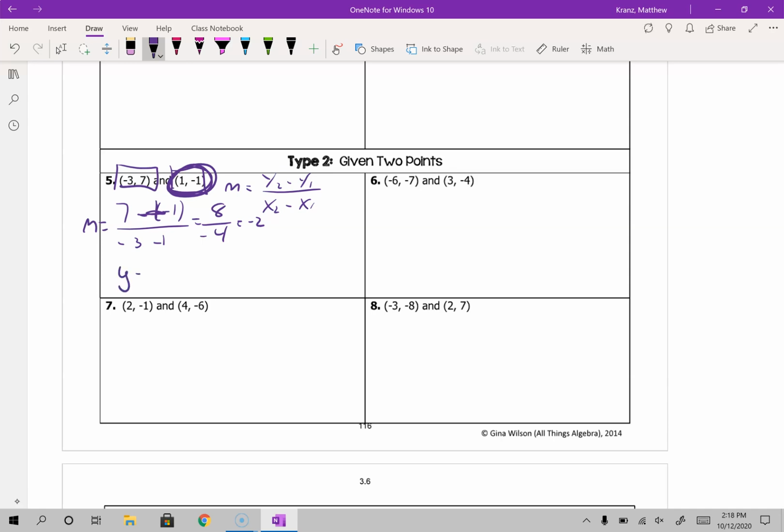So I take my y minus my y, equals my slope of negative 2 times my x minus my x. I distribute that, which gives me y, now negative is positive, equals negative 2x plus 2. And now I just minus 1, I minus 1, so I have y equals negative 2x minus 1. And now I'm done. Let's try another one.